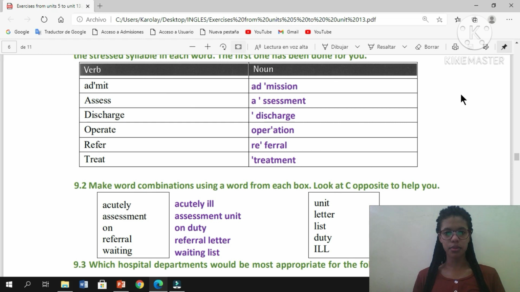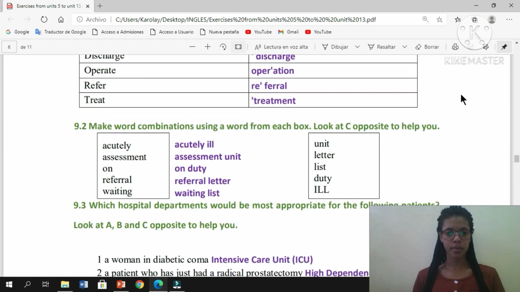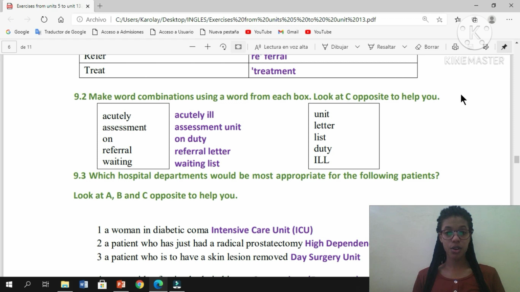Admit, admission. Anxious, anxiety. Desire, desirable. Operate, operation. Refer, referral. Treat, treatment. Make word combinations using a word from each box. Look at C opposite to help you.